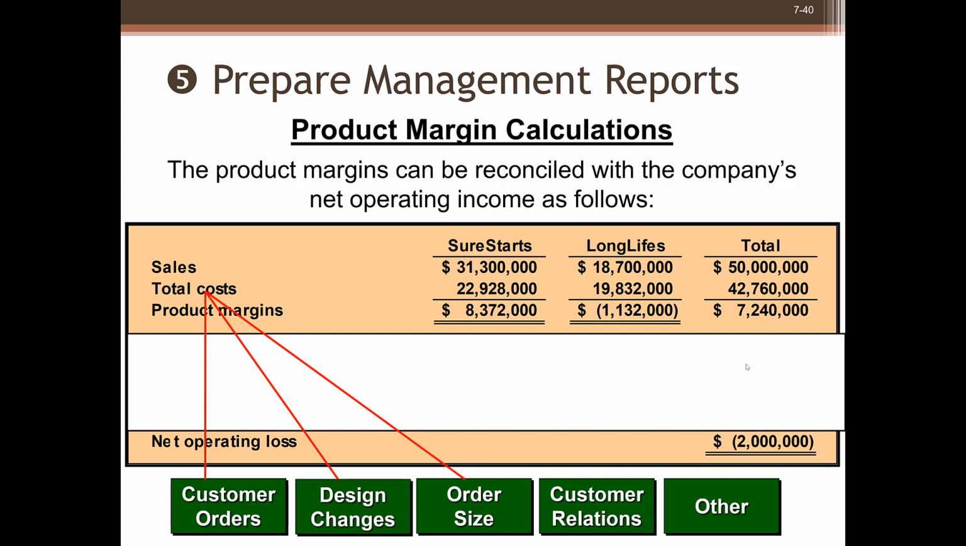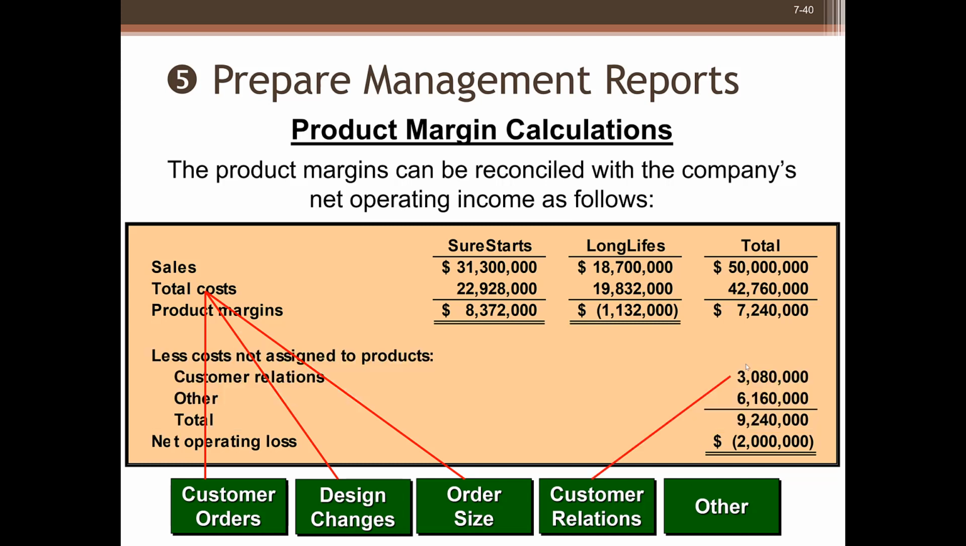For customer relations, we can calculate. Baxter Battery has 2,000 customers. The activity rate for the customer relations is 1,540 per customer. You can go back, take a look at the previous slide. And we use activity rate multiplied by 2,000. You can get cost related to customer relations, 3,080,000.